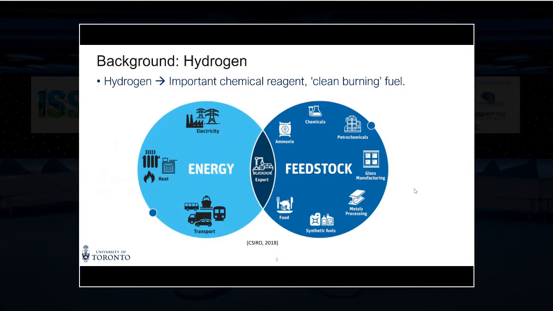So a little bit of a background on hydrogen. Hydrogen is an important chemical reagent used as a feedstock in a wide variety of processes, from such things as ammonia production, value-added chemical production, and petrochemistry, in addition to others. In addition to its use as a chemical reagent, hydrogen is an important clean burning fuel, combusting to pure water as opposed to CO2. So it can be used in a variety of energy applications, such as to produce electricity, heat, and transportation.